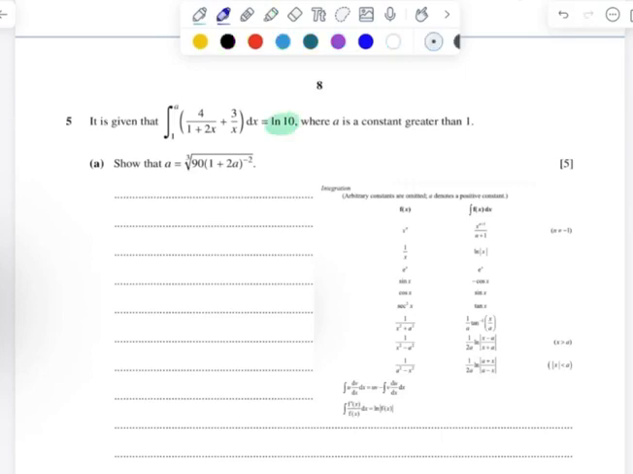And then they say that a is a constant greater than 1. So that might come into play a little bit later. A is greater than 1. For example, if there are two answers, we know that the correct one is the one that's greater than 1. And here they want us to show a specific formula. What we see is you've got an a on both sides. So we know that we are busy with numerical solutions.